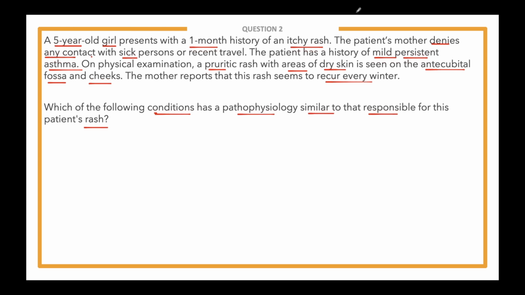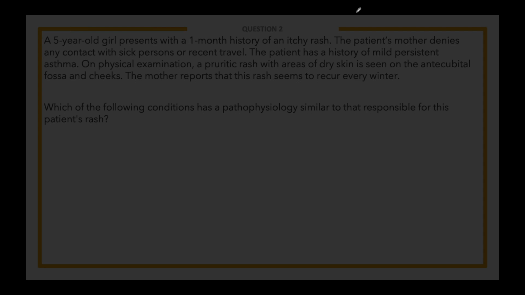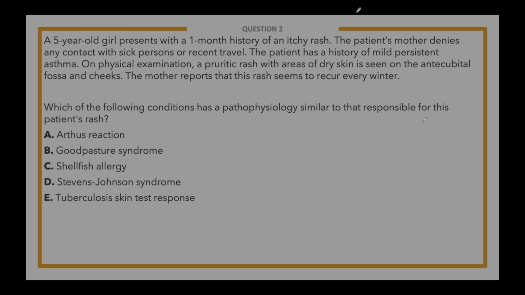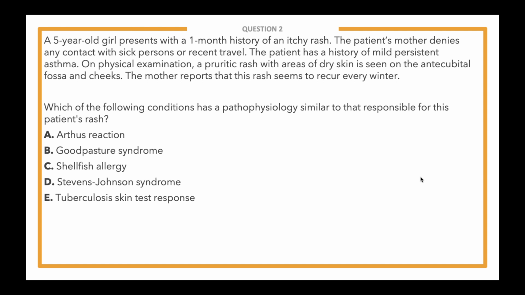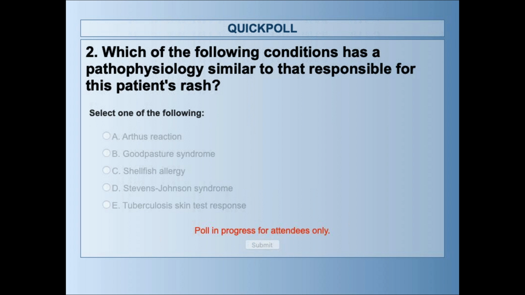So let's go ahead and take a look at those answer choices. And once again, we are going to start at the bottom and work our way up to the top. Answer choice E, tuberculosis skin test response. D, Stevens-Johnson syndrome. C, shellfish allergy. B, Goodpasture syndrome. And A, Arthus reaction. So go ahead and select the answer choice that you think is the best answer here, and we will talk about it in just a few seconds.